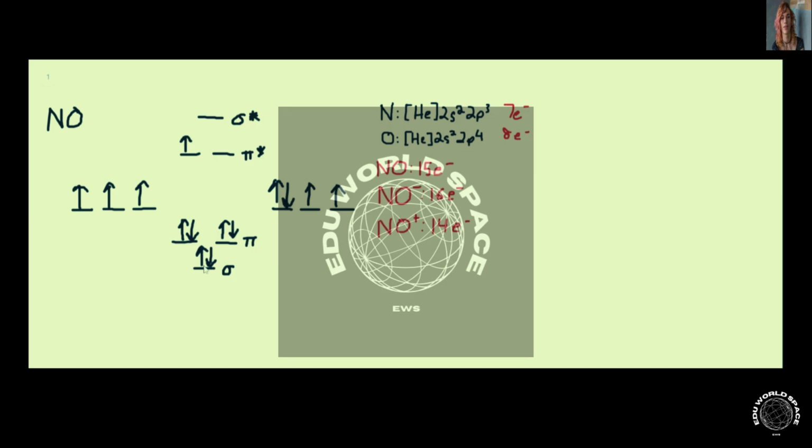So in NO we have our sigma and both our pi bonds filled with electrons. So that's going to be a triple bond, but we're partially losing the triple bond because we're putting an electron in our anti-pi orbital. So NO is going to have a bond order of about 2.5. And because it has an unpaired electron, it's paramagnetic.